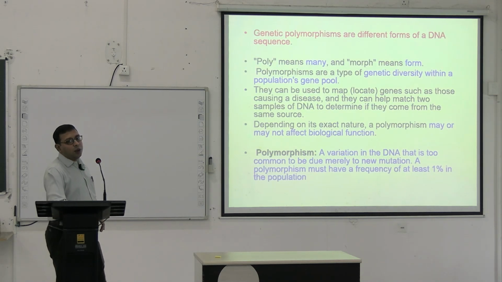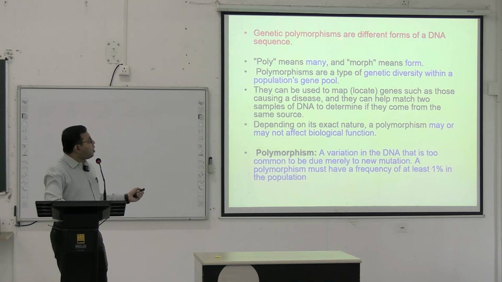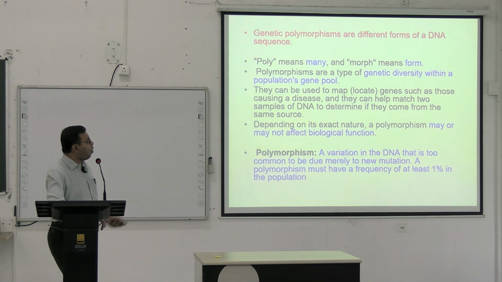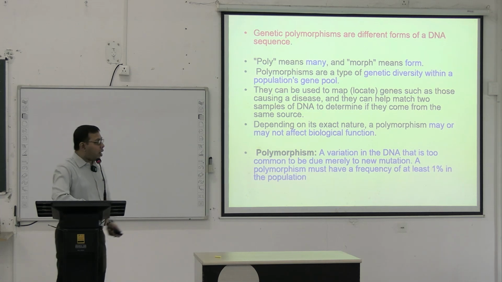This is important: genetic polymorphism. Basically we are utilizing genetic polymorphism to develop drugs that will be more targeted. These are the different forms of the DNA sequence. Poly means many, and morph means form. So polymorphisms are a type of genetic diversity within a population's gene pool. Usually genetic polymorphism differs from one ethnic population to another. For example, our South Asian population has some genetic polymorphisms that are quite different from a Mediterranean population, so we can capture that for a large cohort of patients.